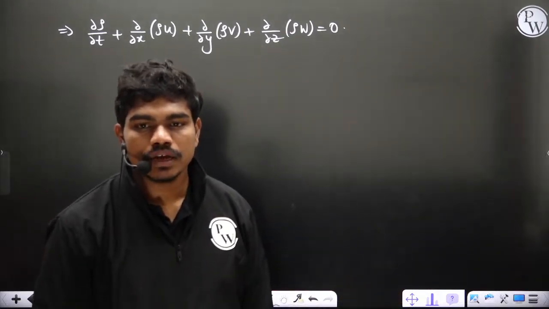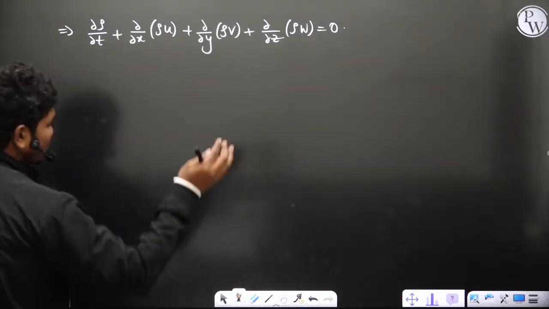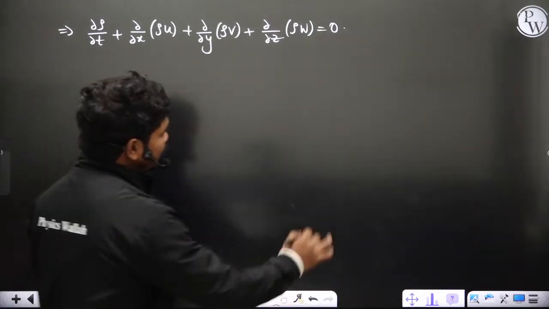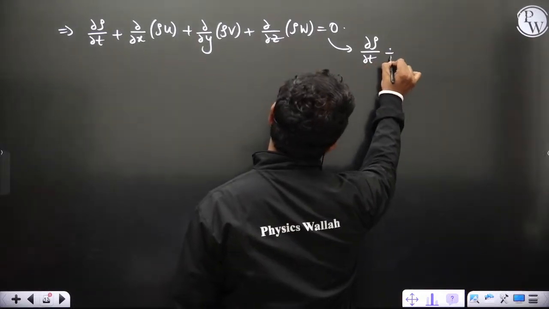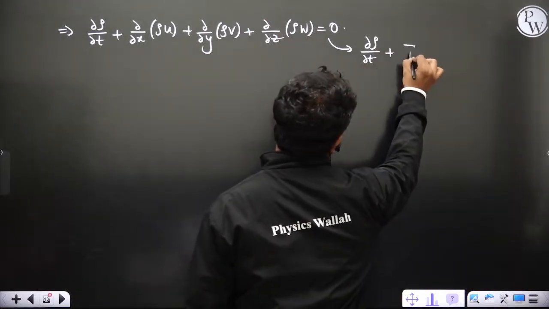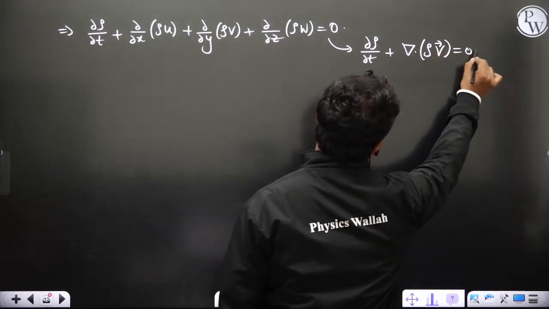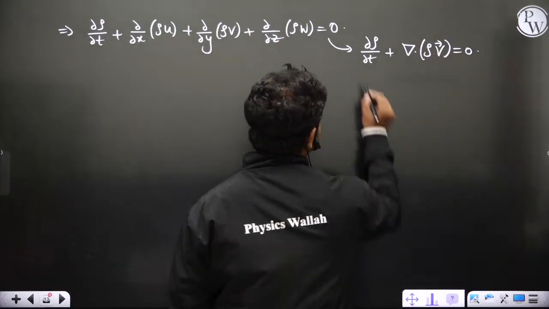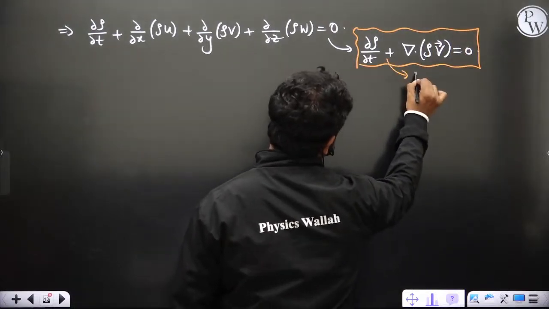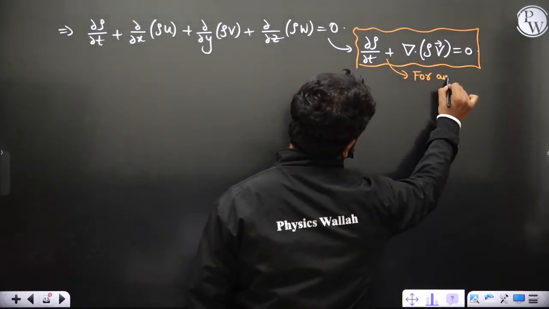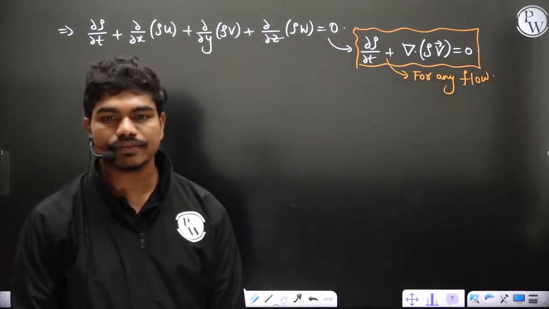Okay, now, in this equation, if you do slight expansions or slight adjustments, you can write this equation firstly as dou rho by dou t plus these terms can be written as divergence of rho v bar is equal to 0. So this is actually the continuity equation for any flow. For any flow, steady, unsteady, uniform, non-uniform, whatever the flow you take, this equation is valid.